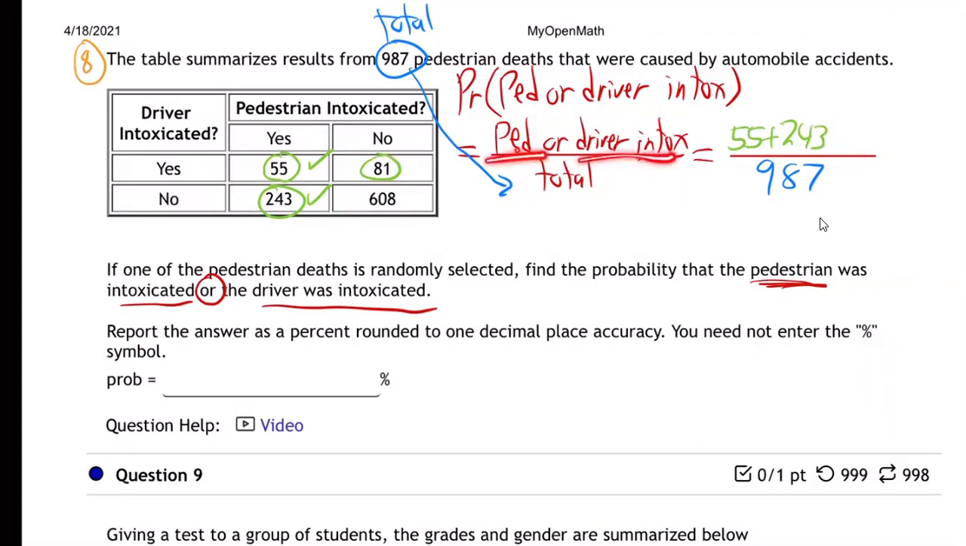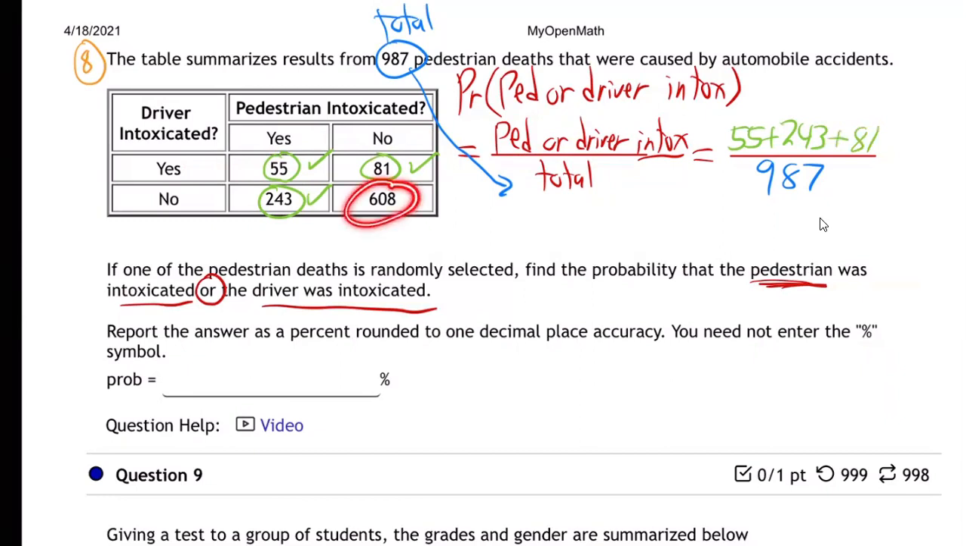Okay, next, how about the 81? Was somebody drunk, either the pedestrian or the driver in that case? Yes, because in those 81 cases, the driver was intoxicated, but the pedestrian was not intoxicated. But yeah, we're going to count them, right? Because it's either or. Either the pedestrian or the driver. It doesn't have to be both. When you say or, you mean either one. So yeah, we'll include those 81 also.